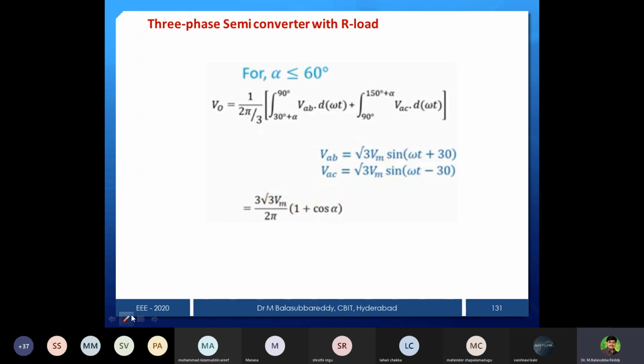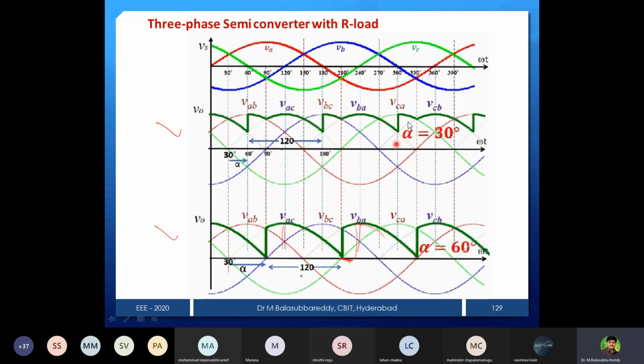One is alpha in continuous mode and discontinuous mode. Up to 60 degrees is continuous, and greater than 60 degrees is discontinuous. Now as usual, the integral, since it is a 3 pulse converter, is 3 by 2 pi, and alpha to 30 degrees, with starting point and ending point being 2 instants. Because magnitudes are different, the first instant is AB and another instant is AC. That's why I mentioned up to 90 degrees with respect to omega t. You can see that here. This is the starting point, alpha plus 30. The ending point, you can see, is 90 degrees.